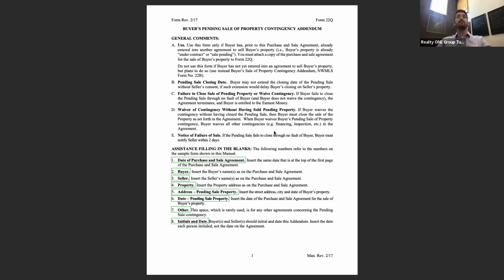So if the 22Q falls through because the buyer falls through, then the deal is going to be terminated and the buyer gets their earnest money back. But if everybody wants to agree to it, we can cross out the 22Q, add a 22B, and we're back in business.